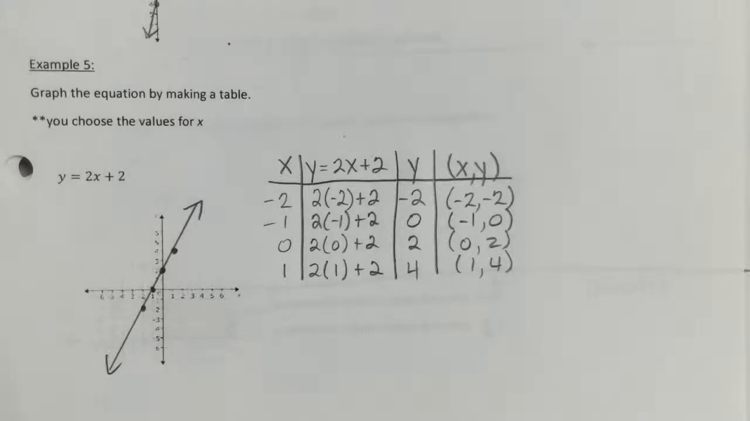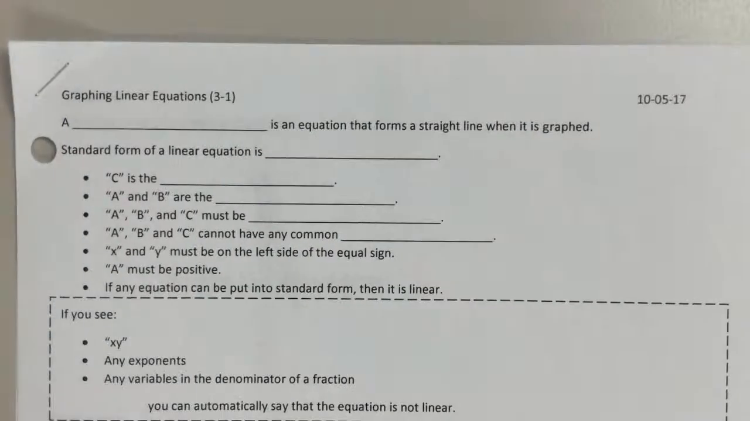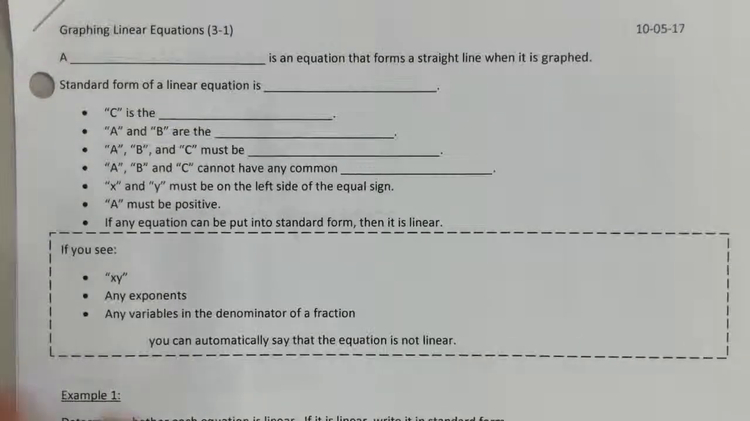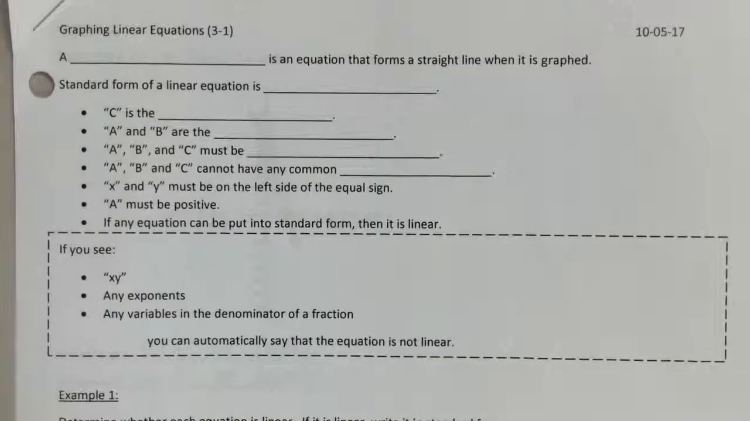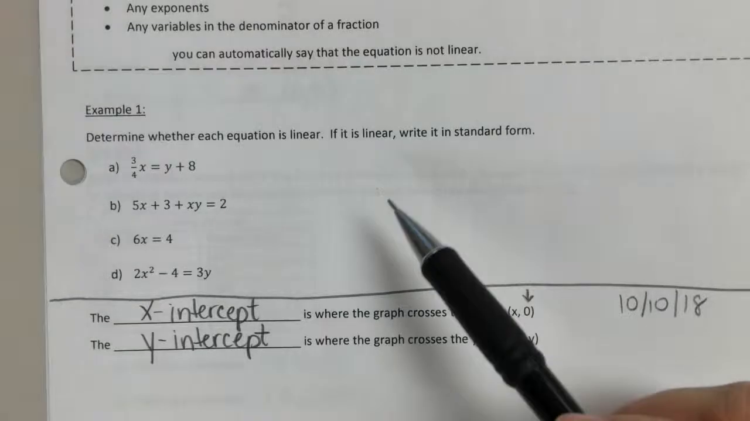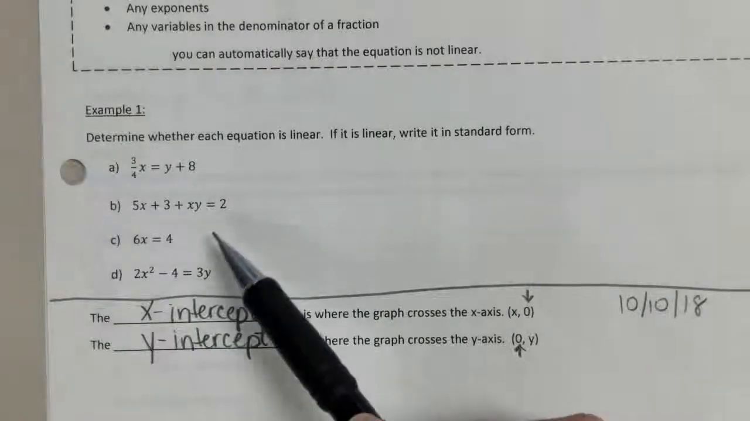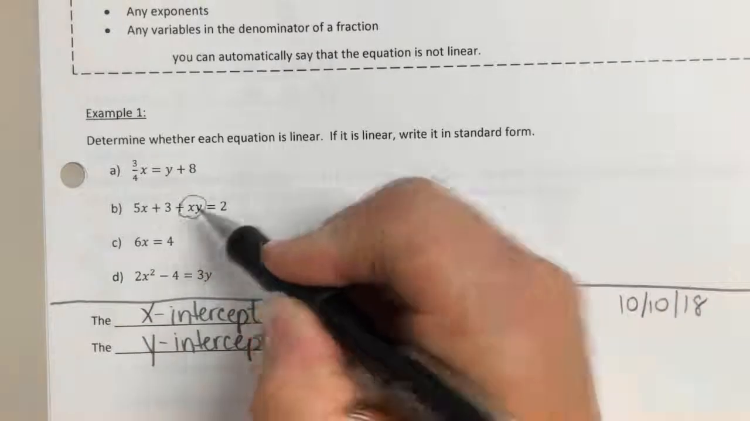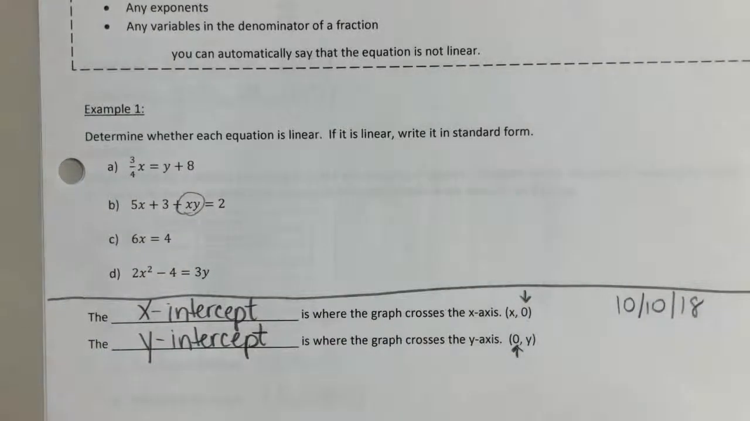Okay? So let's recap what we've done. We started out with lesson 3-1, and we learned about standard form. You've got these notes filled in on your paper. We learned about telling if it's linear and what it means to be in standard form. We did these 4 examples. Just to recap, you can tell that these are all going to be linear except B, which has the xy in one term, and D, which has the exponent. So A and C are linear, and we can put those in standard form.